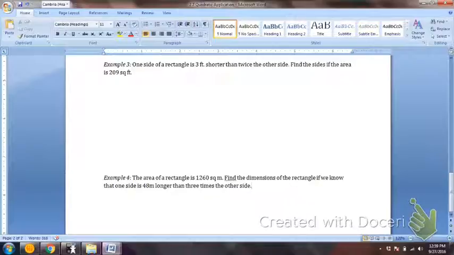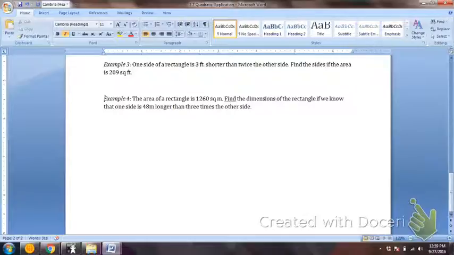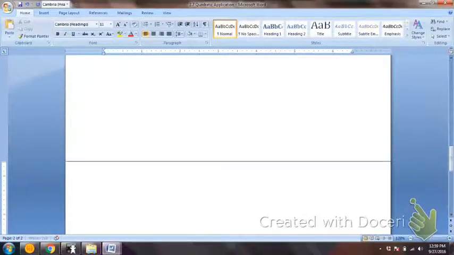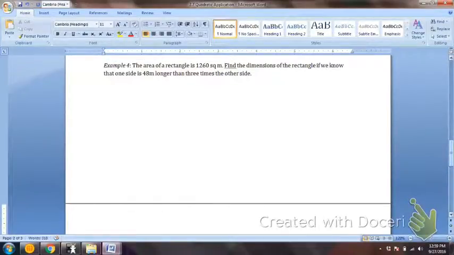On example 4, it says the area of a rectangle is 1,260 square meters. Find the dimensions of the rectangle if we know that one side is 48 meters longer than 3 times the other side. Okay, so this is almost an identical problem to example 3. So let's start the same way. Draw a rectangle for me.